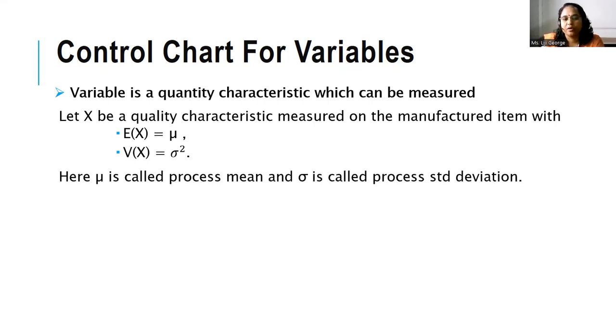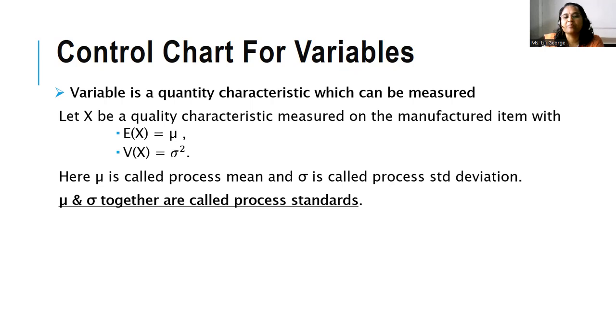This mu is called the process mean, and the sigma is called the process standard deviation. This mu and sigma together are called the process standards. So when we are talking about statistical quality control, these all come under process control. So during the production process, what are the controls that we do? We measure things, we find out what is their mean, we find out what is their variance, and we standardize them. And those standards that we call, they are called the process standards, denoted by mu and sigma.